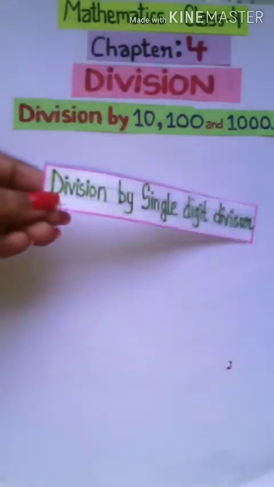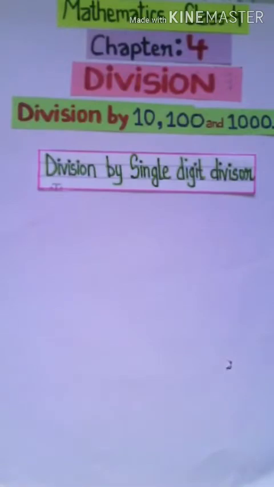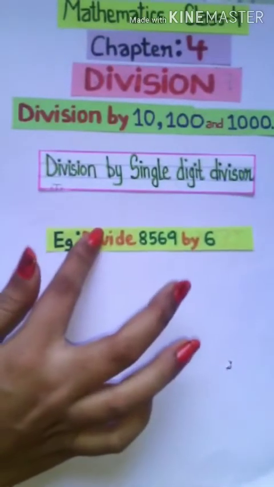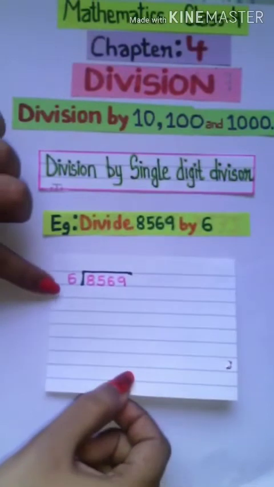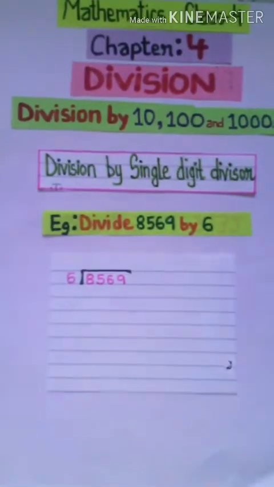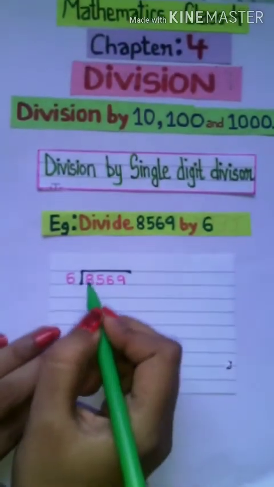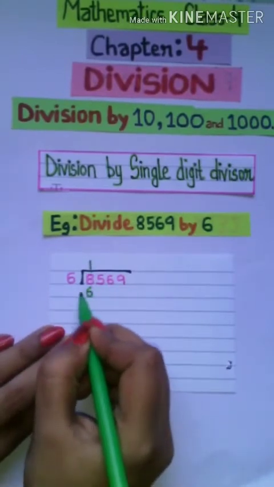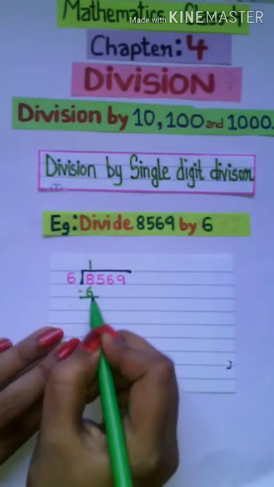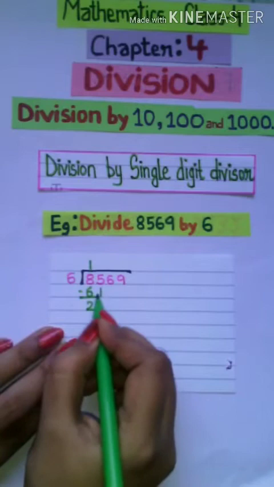Next, I will be showing you all division by a single digit divisor. Example, divide 8569 by 6. So as you all can see, I have written it here in the division format. Now we will begin dividing. So we will begin with the 8. 6 ones are 6. So now 8 minus 6 will give me 2. And then I will bring down the 5.